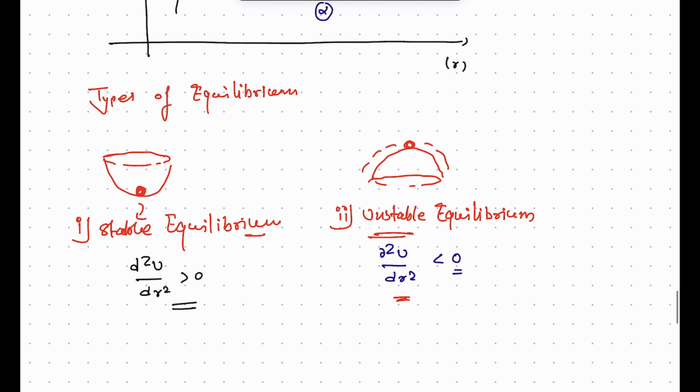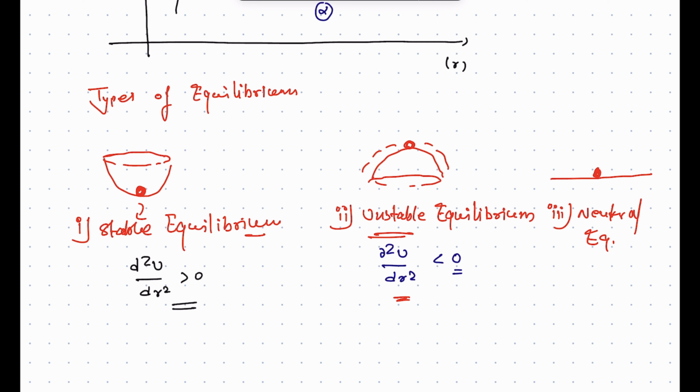And the third kind of equilibrium is, let's suppose you have a flat ground like this, and you put something on the ground, then at the point where you put it, it will remain in equilibrium. So this is called neutral equilibrium. Even if you disturb the equilibrium, it will attain equilibrium at the nearby point.